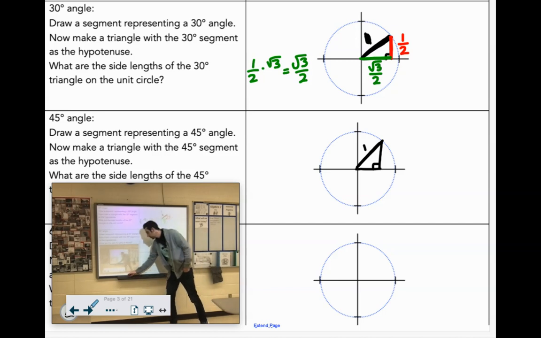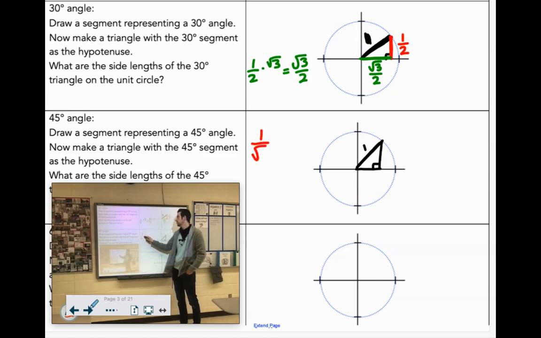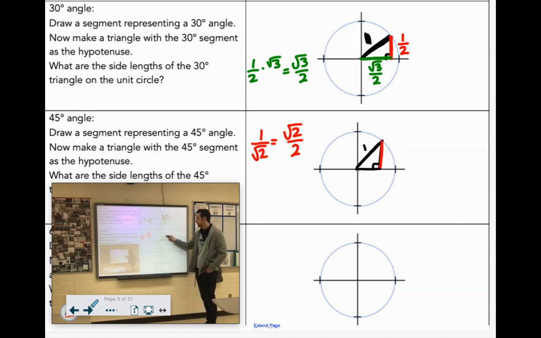So for 45, 45, 90 triangles, you can get both of the sides by just dividing it by the square root of 2, which when you rationalize that becomes √2/2. So both sides here are √2/2.